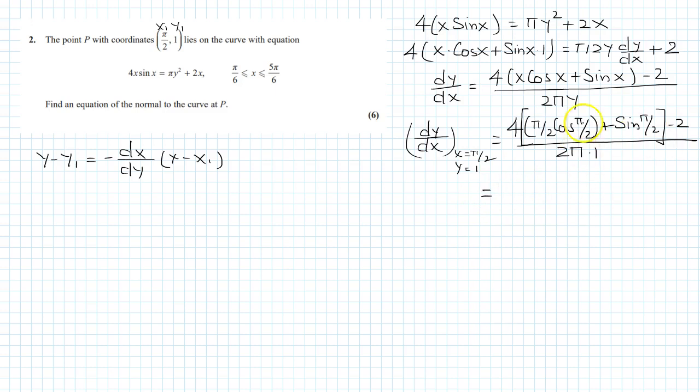So this is equal to, cos 90 is 0, sin 90 is 1. So this is 0, this is 1. So 4 minus 2 over 2 pi. So that will be 1 over pi.